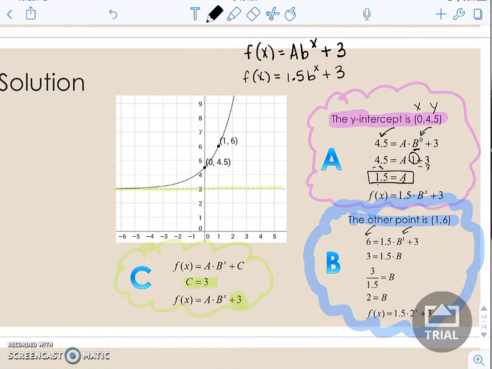B to the first power is just b. Notice that I've moved the 3 on over and got 3 is equal to 1.5 times b. I divided by 1.5 on both sides, and that got my b to be by itself. Okay? And so now the final equation I'm left with is f of x is equal to 1.5 times 2 to the x plus 3.